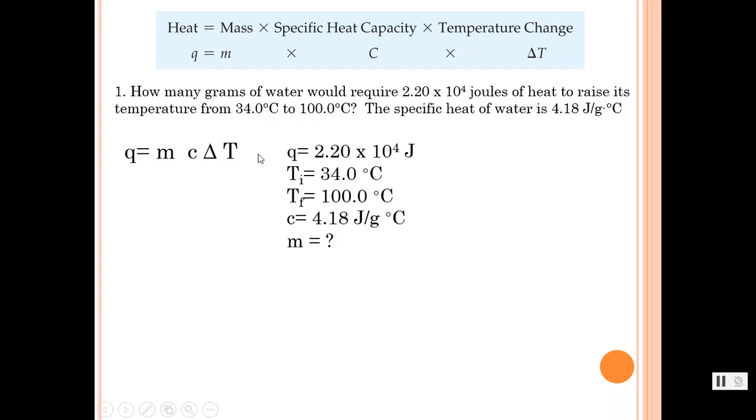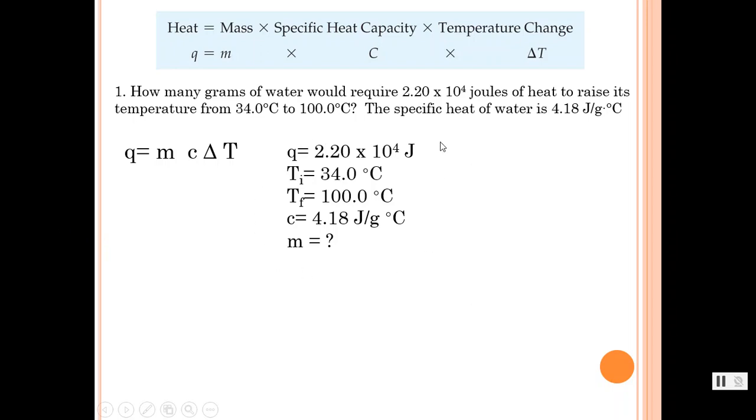So anytime I do a word problem, I like to write down the variables that I'm given, the actual number and unit. So I have done so right here. I have a Q of 2.20 times 10 to the fourth. I have my initial temperature, because that's the temperature I started with, of 34. Final is 100. I'm given my specific heat, which is the variable C in this equation. And I want to know how many grams of water. So in the equation, Q equals mc delta T, grams is a measure of mass. So I'm looking for mass.